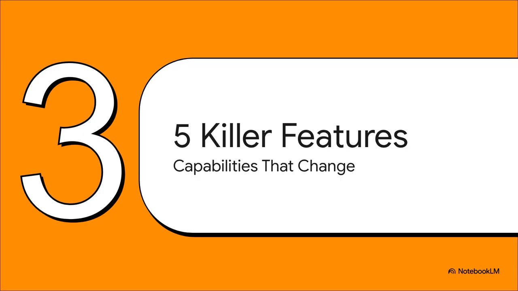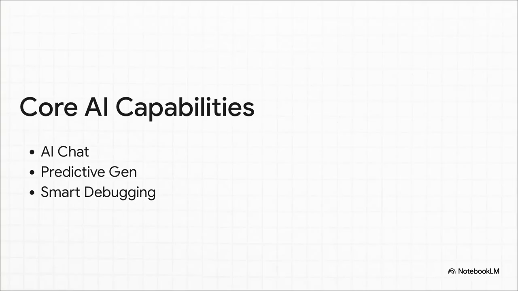Which brings us to section 3, features that change everything. The 5 killer capabilities. Feature number 1 is AI chat and @mentions. Think of this as ChatGPT seamlessly integrated into your editor, but one that actually knows your files, your framework docs, and your specific bugs.